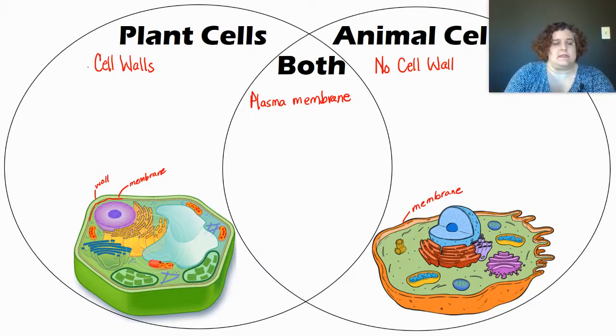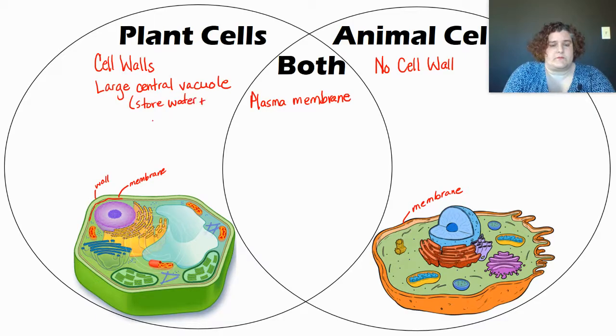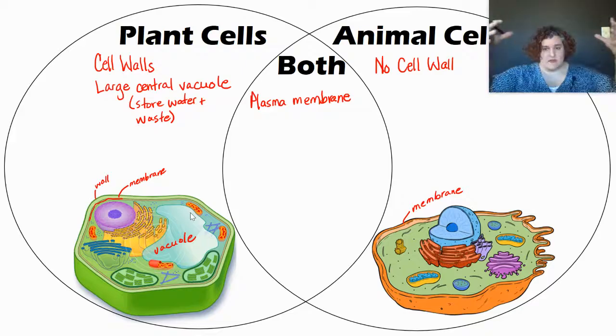Something else that they have that's different, plant cells have a large central vacuole. And vacuoles store water and waste. Okay, so here's your vacuole. So when you see it in a plant cell, it's going to take up a large portion of the cell. Sometimes it can take up to 90% of the whole cell volume.